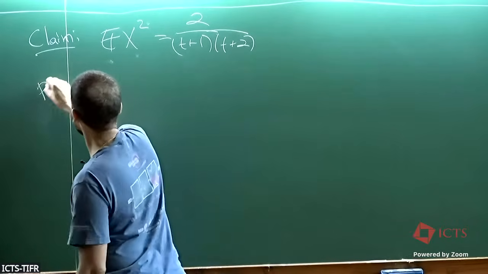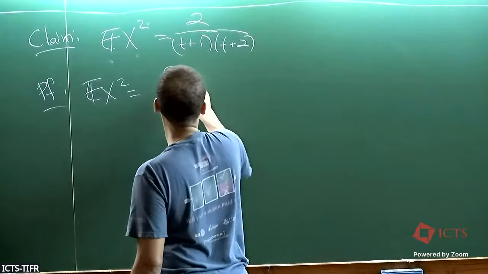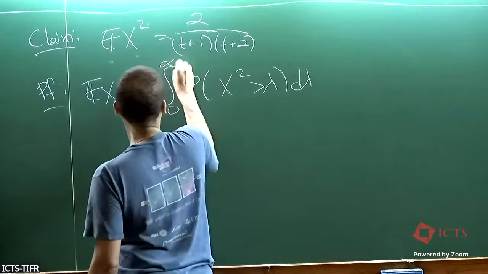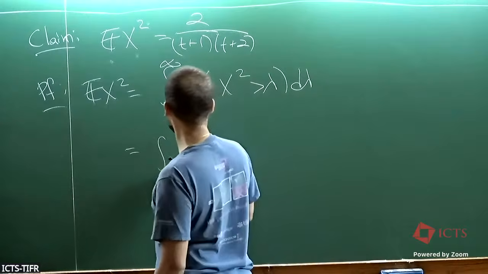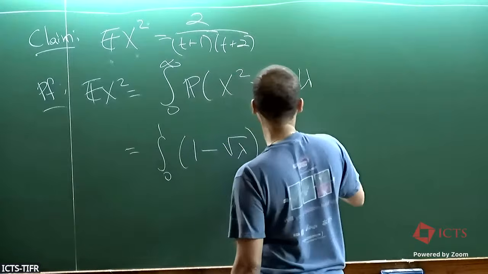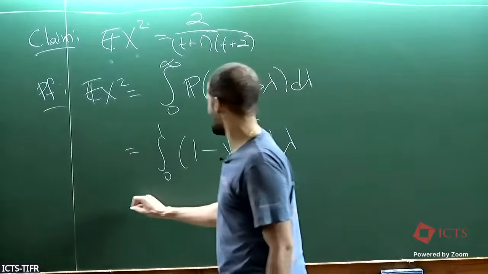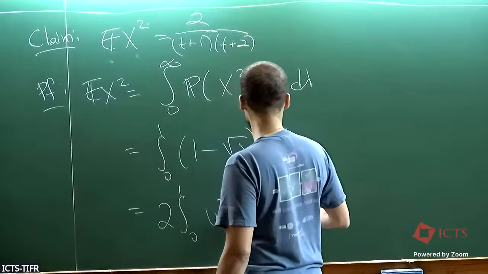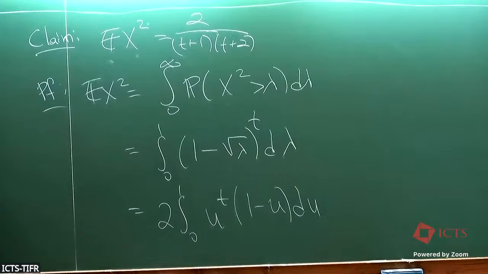And how do you prove that? You just do it again. The expectation of x squared is equal to the integral of the probability that x squared is bigger than lambda d lambda, which means x is bigger than root lambda. So this is the integral from 0 to 1 of (1 minus root lambda) to the t d lambda. You can do a u substitution. I think this comes out to 2 times the integral from 0 to 1 of u to the t times (1 minus u) du, and you get what I promised you if you just calculate it.